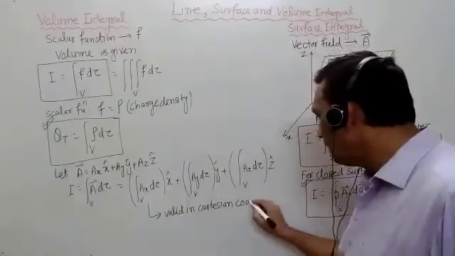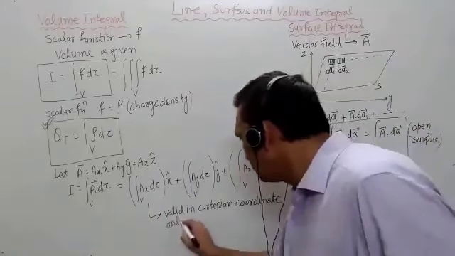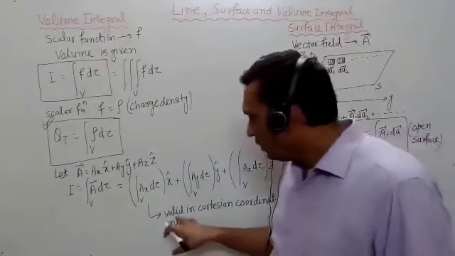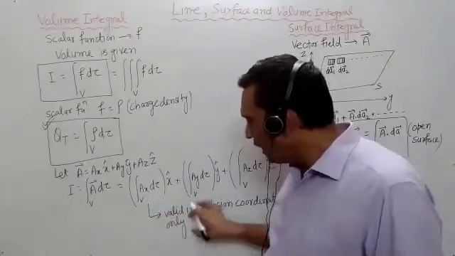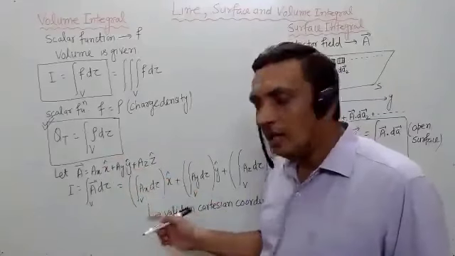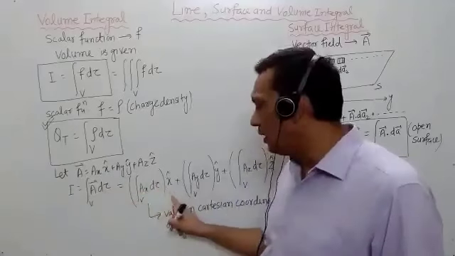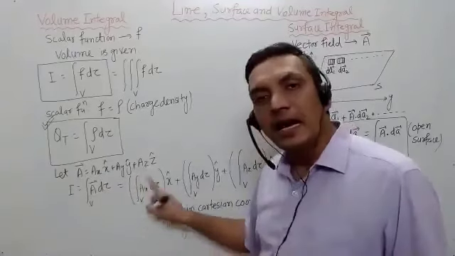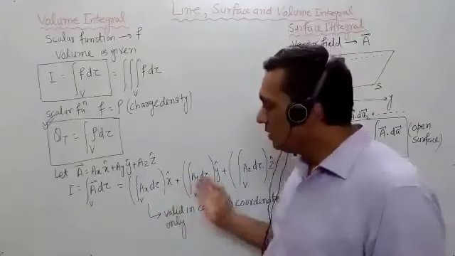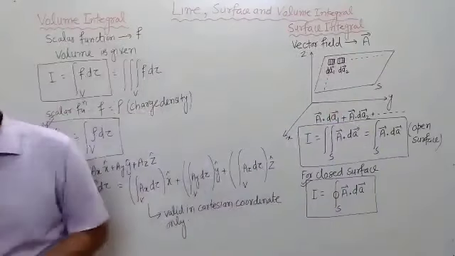Valid in Cartesian coordinate. So if vector A is given in a different coordinate system, like spherical, polar or cylindrical, and you have to define a volume integral, first you have to convert that vector into Cartesian coordinates, because this is defined in Cartesian coordinates only. So whenever A is given in spherical, polar or cylindrical, just transform it into Cartesian and then you can write this integral. Is it clear?